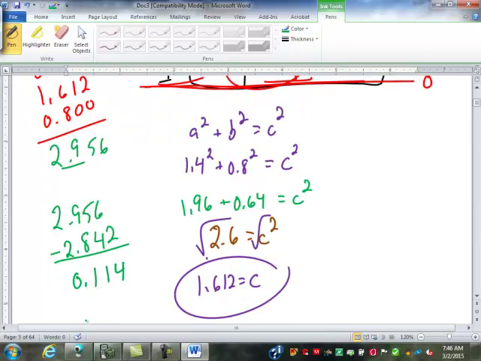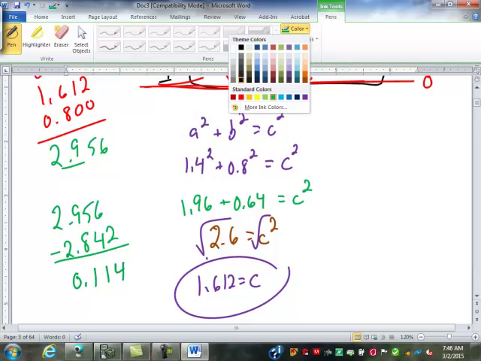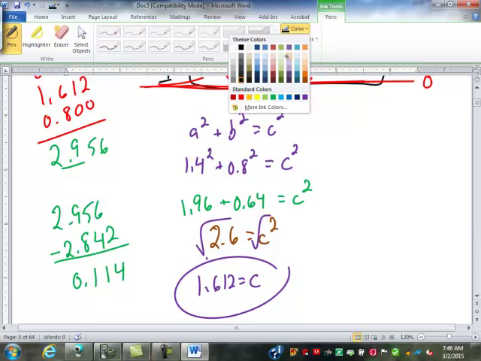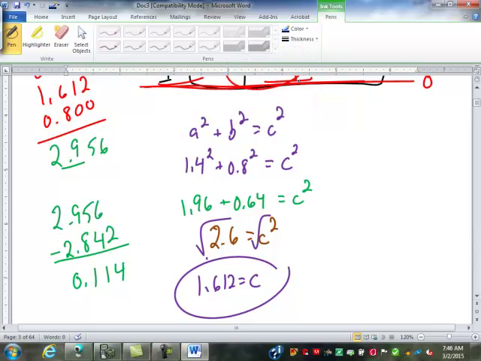Which is 0.114. Cool. Any other questions on those, on the homework that you want me to go over? Cool.